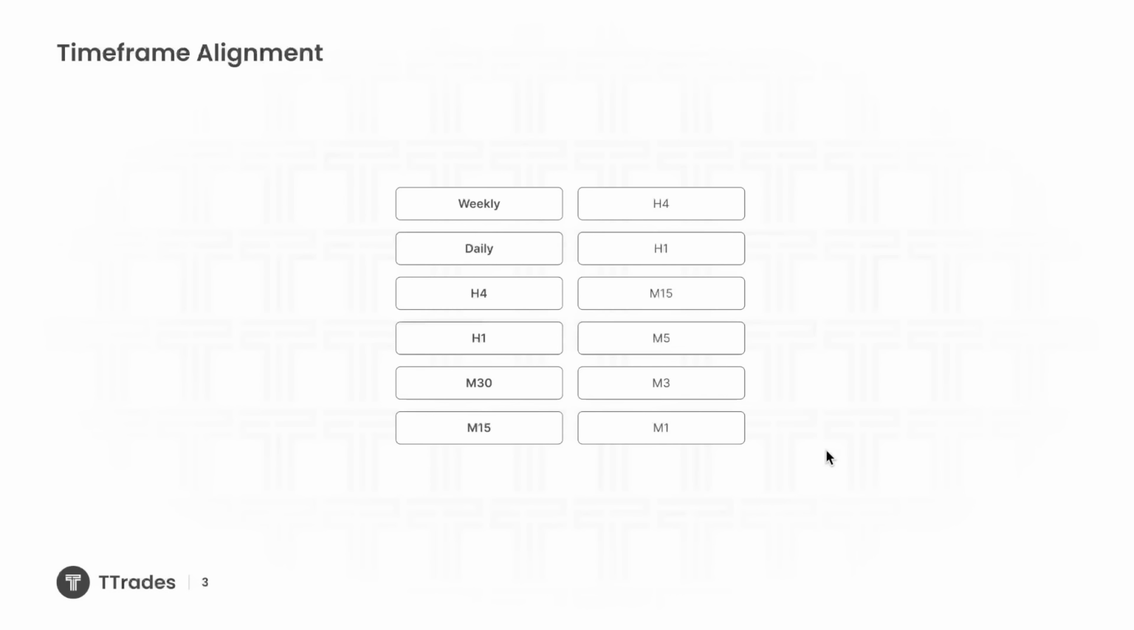So what timeframes do I pair together? I pair the weekly with the 4-hour, the daily with the 1-hour, the 4-hour with the 15, the 1-hour with the 5, the 30-minute with the 3-minute, and the 15-minute with the 1-minute.